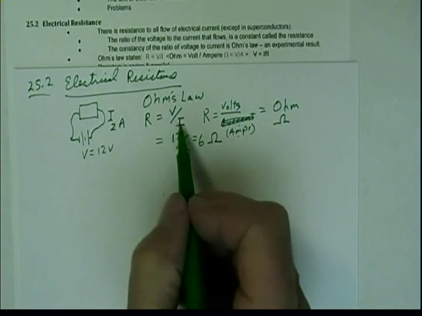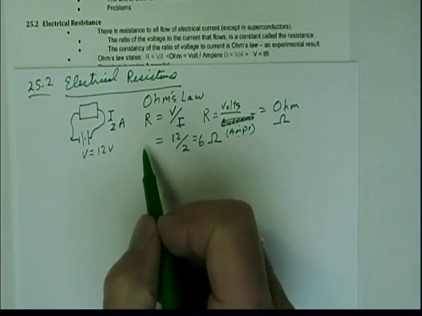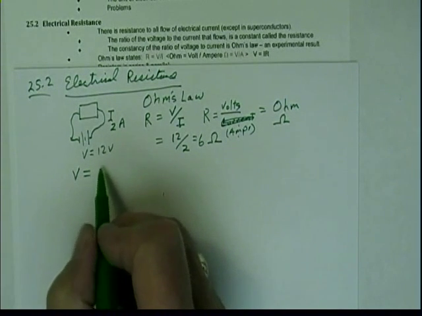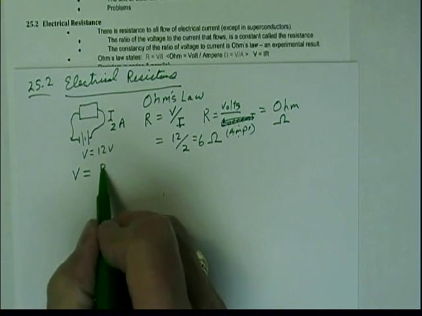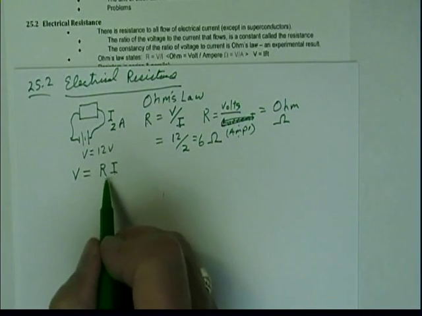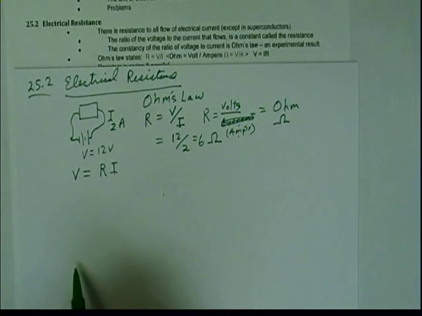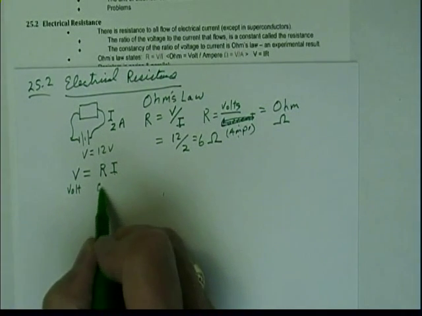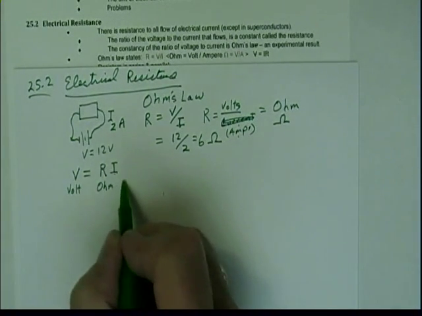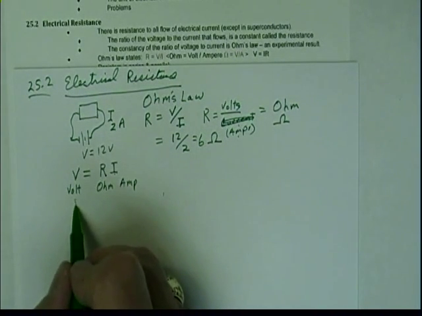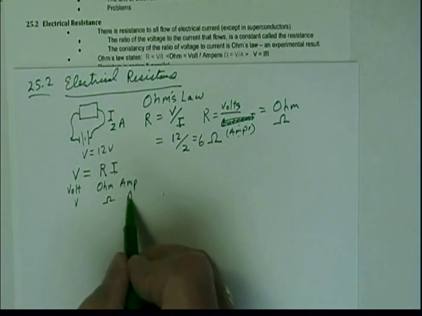We normally take the current and multiply it by the resistance and write this in a new way and write voltage is equal to resistance times current, saying that the voltage is proportional to the current and the constant of proportionality is the resistance. So this is a volt, this is an ohm, and this is an amp, or an ampere, or volt, ohm, and amp.